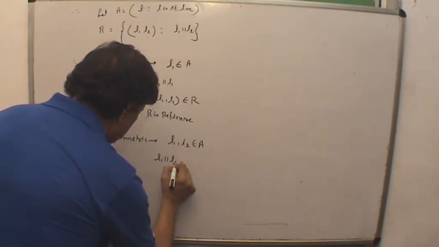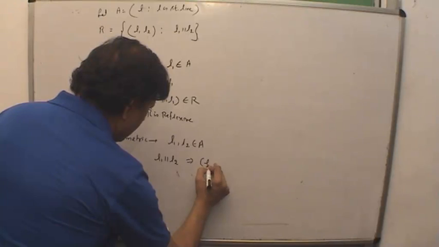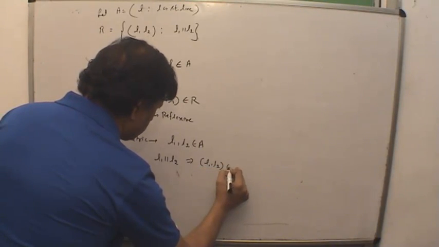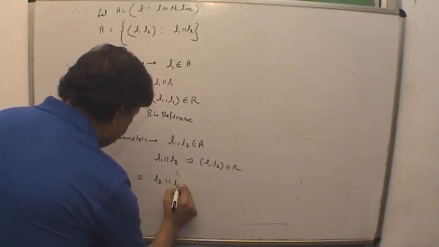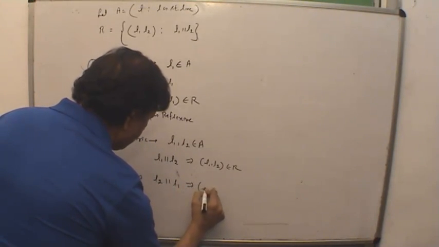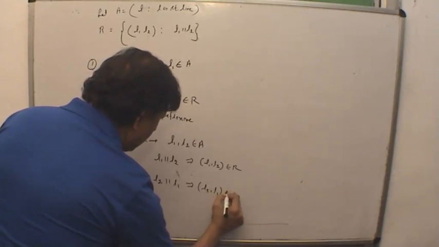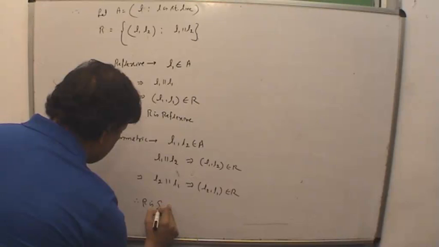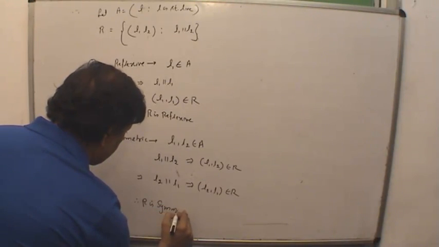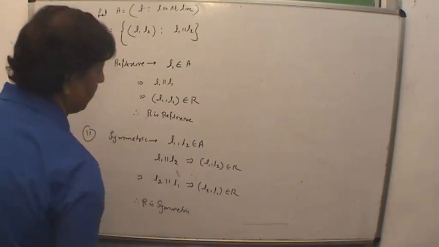L1 parallel to L2. This implies L1 comma L2 belongs to R. This implies L2 is parallel to L1. This implies L2 comma L1 belongs to R. Therefore, R is symmetric.